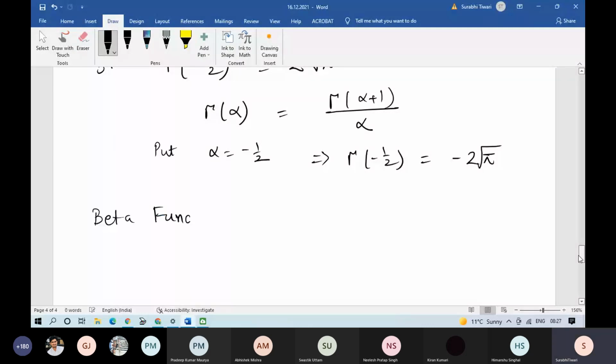Now next is beta function. Now what are the uses of these gamma functions? It comes in the evaluation of integrals. Now, like one or two examples we have solved previously using gamma function. More you can find in the book.